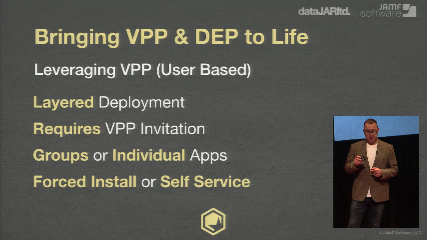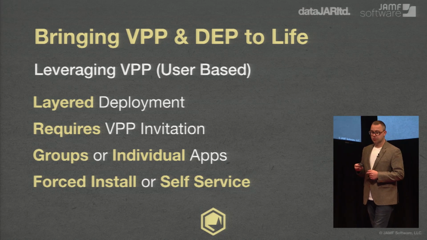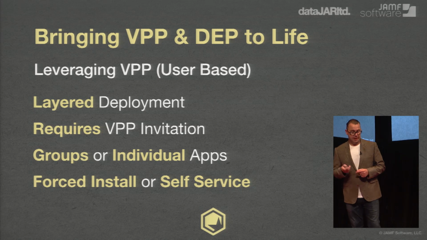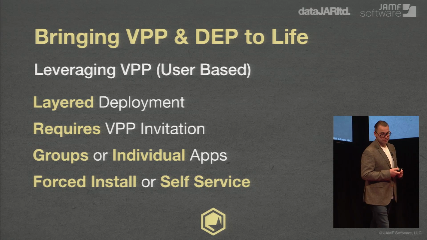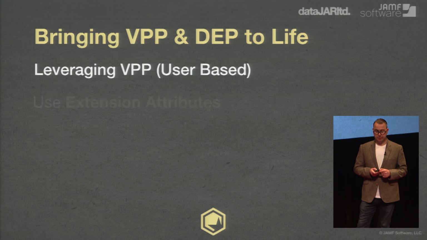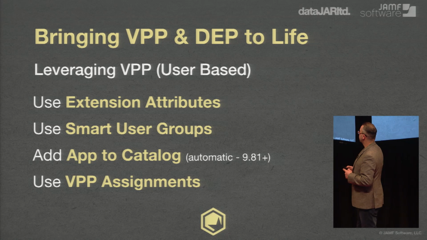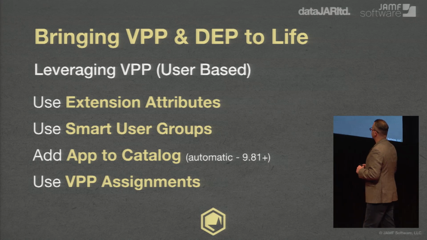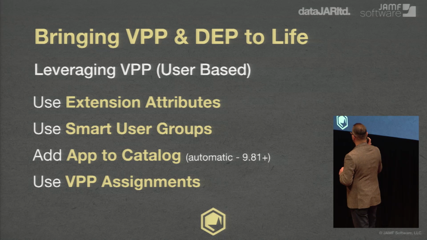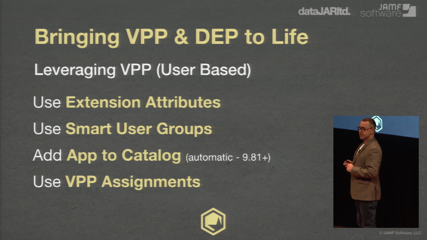As I mentioned before as well, you could have groups of applications or individual items. And again, forced install or self-service. I really, really encourage you to use extension attributes and smart groups where necessary. It makes things a lot easier. And again, with adding the apps to the catalog, that is now automatic in 9.81. Is everyone here on 9.81?